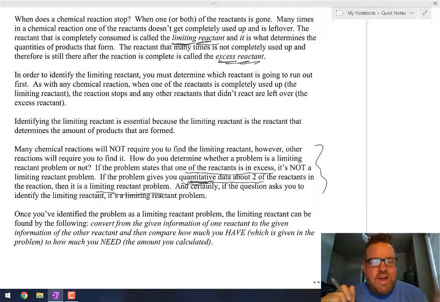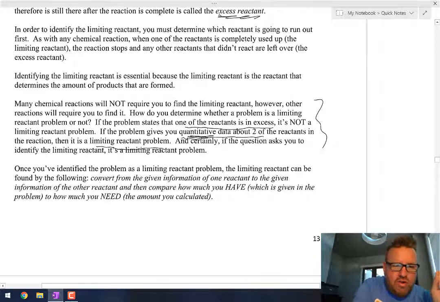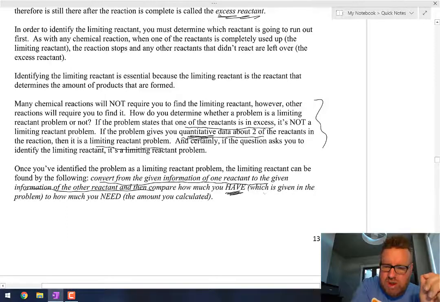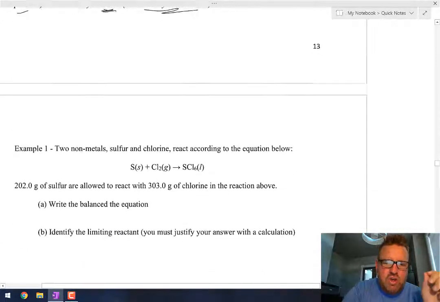Okay, once you've identified the problem as a limiting reactant problem, then here's what you have to do. You convert from the given information of one reactant to the given information of the other reactant. And then compare how much you have, which is the number given in the problem, to how much you need, which is the amount that you calculated. Okay, let me show you what this means.